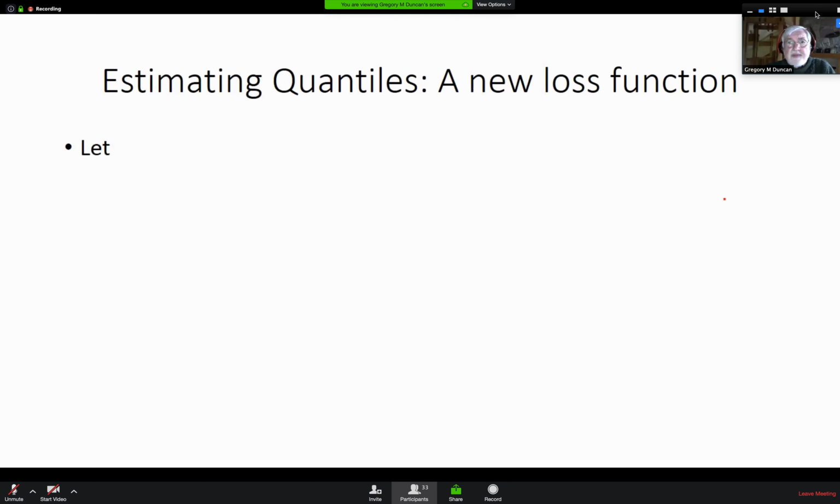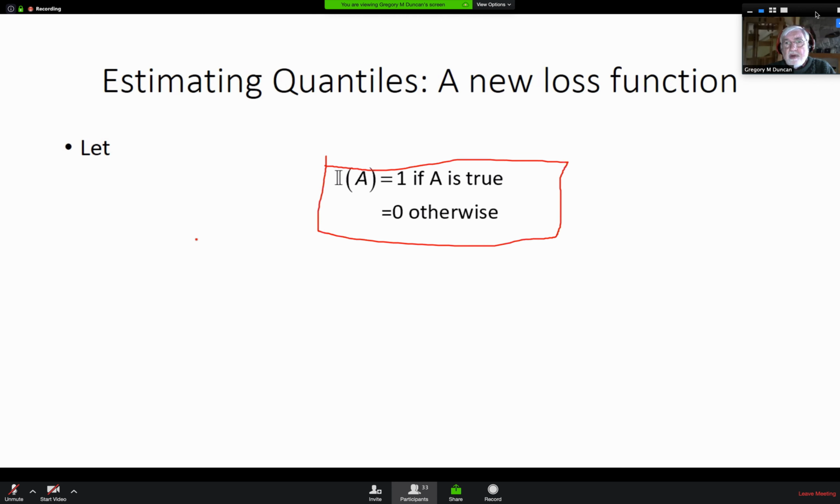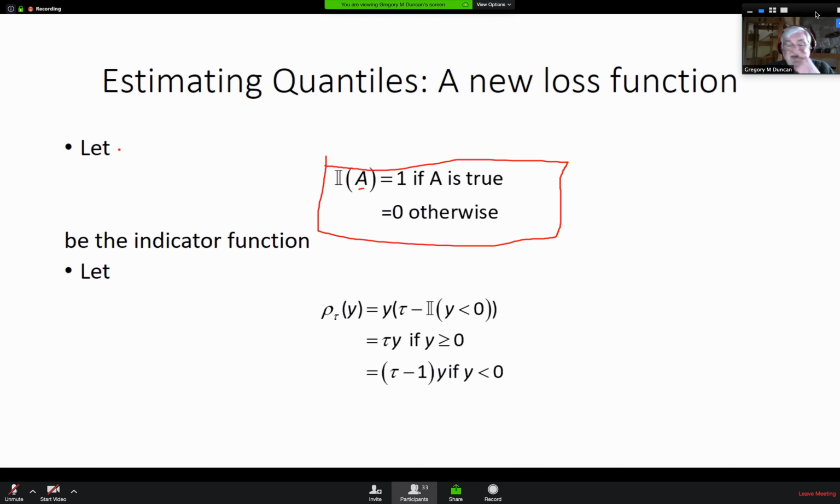And so how do we estimate those things? Well, I want to introduce you to the indicator function. Here is a statement A. I of A equals 1 if A is true and 0 otherwise. And now here is a loss function. It looks like a mess, but what we'll see is it's really not.